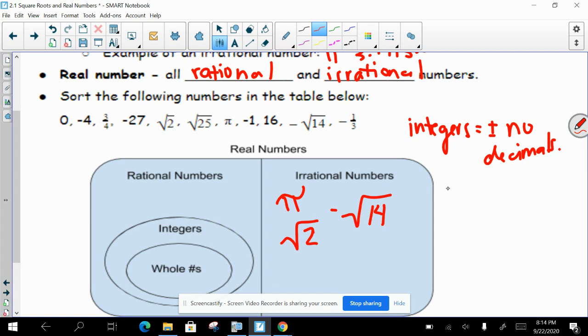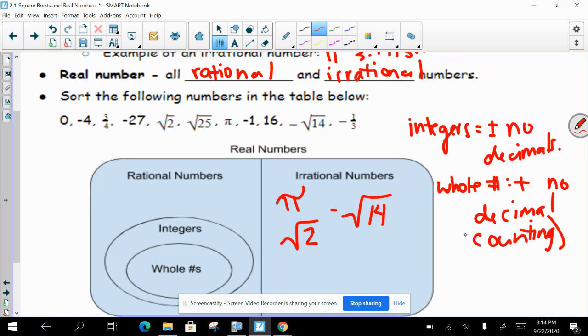And then whole numbers are no decimals, but they're only positive. So just positive, no decimal. A lot of times you can think an integer is a positive or negative whole number, and whole numbers are like your counting numbers, like 0, 1, 2, 3, etc. It does include 0. So let's sort out these numbers into their smallest classification.